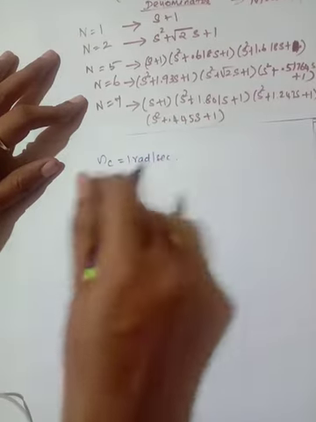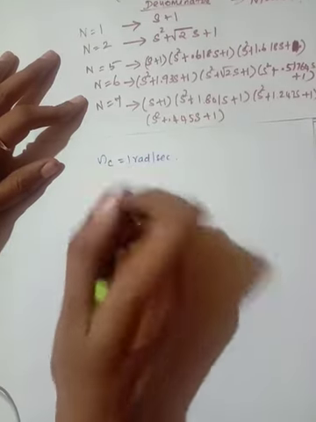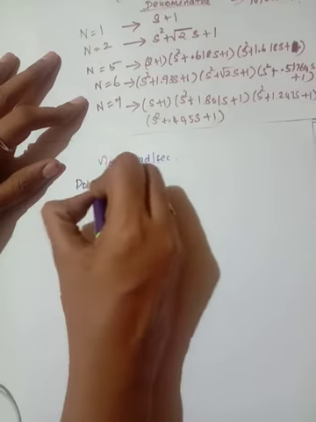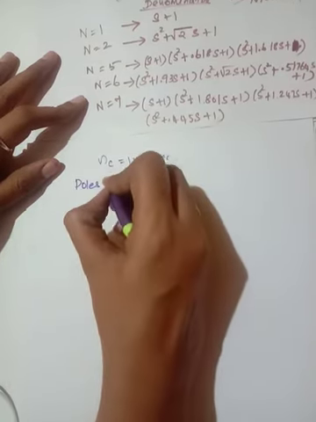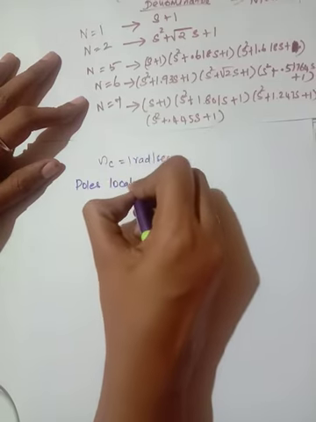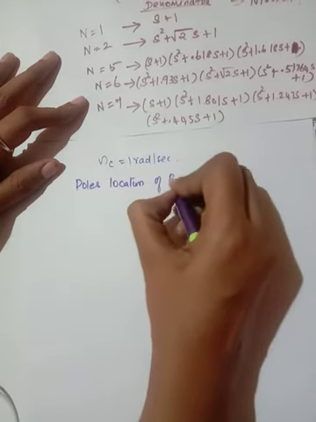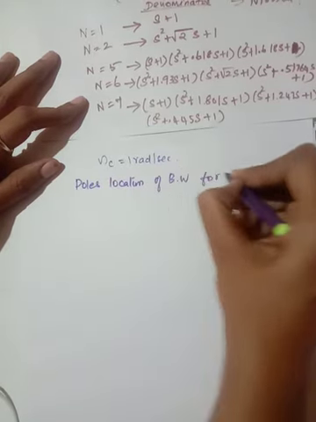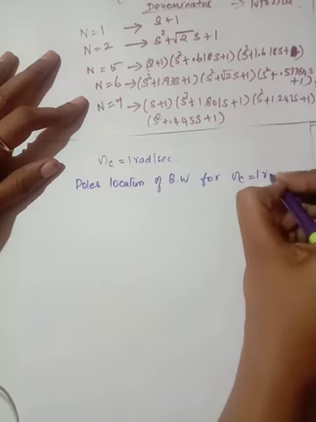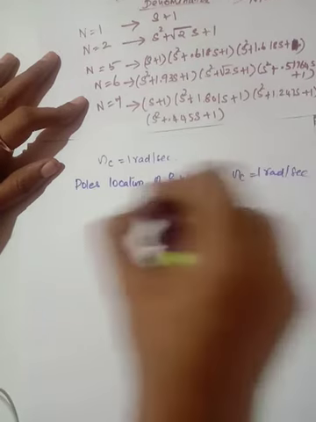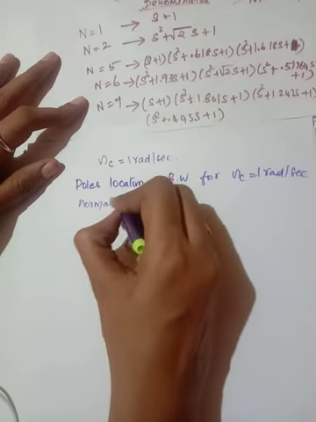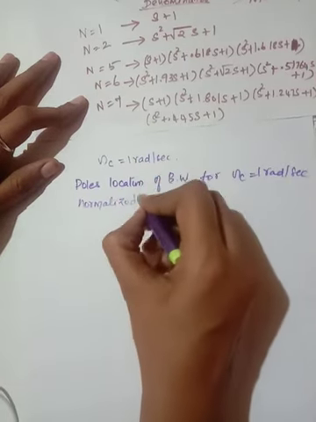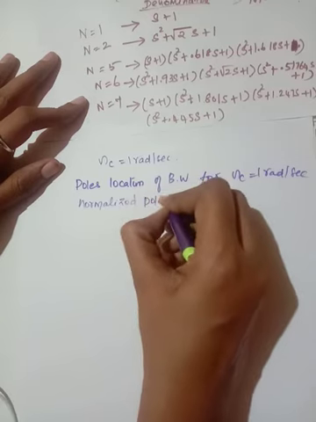So the pole locations of the Butterworth filter, that is the poles we are finding for omega c equal to 1 radian per second. Therefore the pole locations of the Butterworth filter for omega c equal to 1 radian per second are known as the normalized poles. We are finding for 1 radian per second, so it is called the normalized poles.